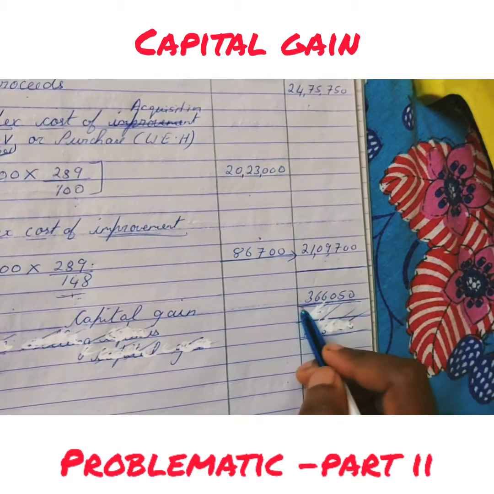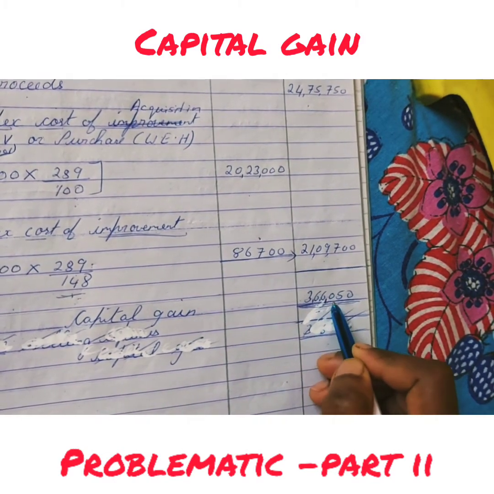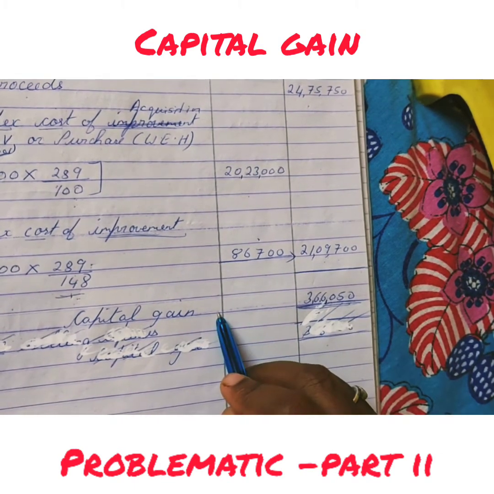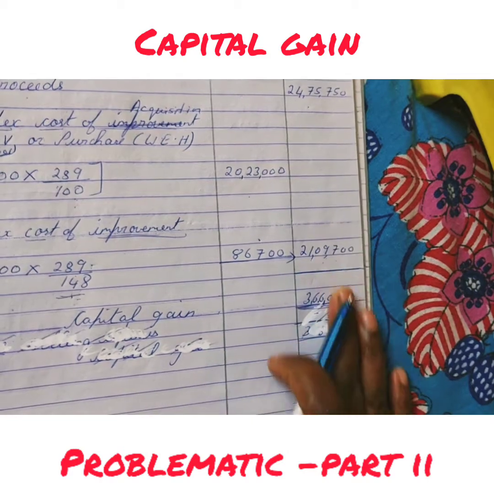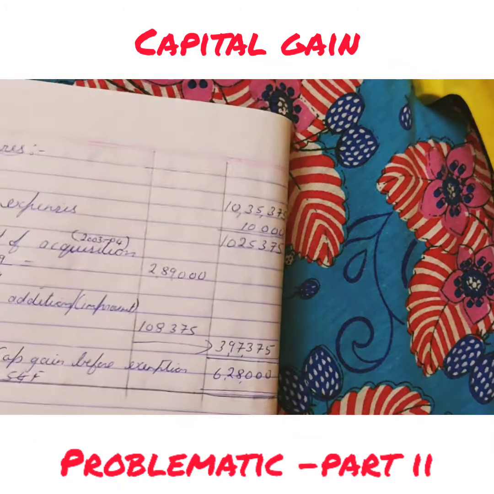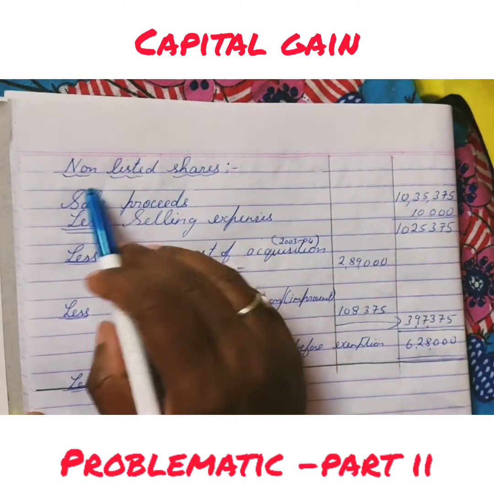So after deducting I got 3 lakhs 66,050. Okay, this is my capital gain on jewelry. This is one part of the problem. So what was next? Next was non-listed shares. The second part of the question was non-listed shares.